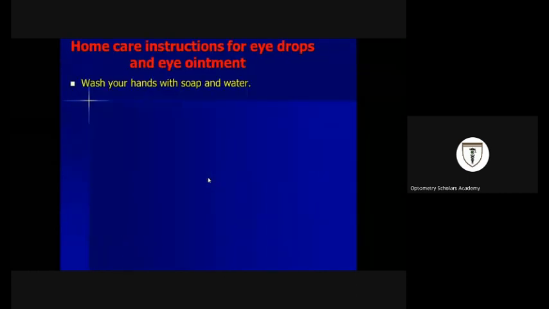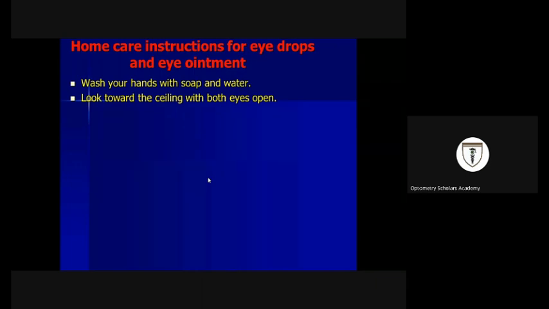Home care instructions for eye drops and eye ointment: always wash your hands with soap and water before applying. In fact, these steps I'm going to explain now are very important in Viva, especially if you are giving a hands-on demonstration of applying eye drop. You should know the steps for instilling eye drop, and also these home care instructions before instilling eye drop. So if they ask you to instill an eye drop in Viva, tell them, sir, I want to go and wash my hands. They will not tell you, okay, don't worry, assume you've washed your hands. So what next should you do?